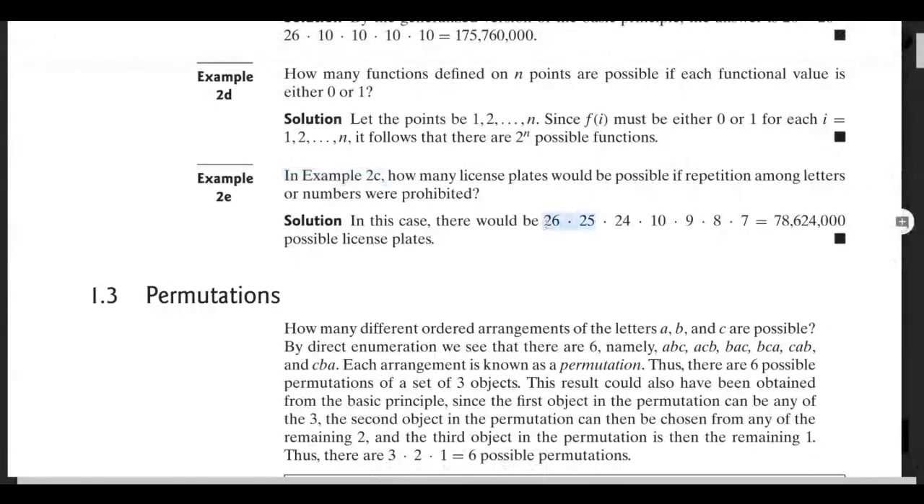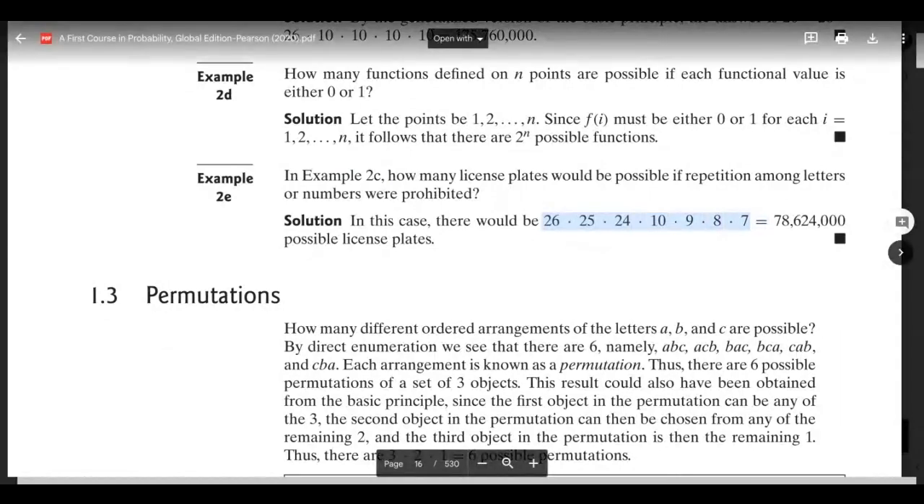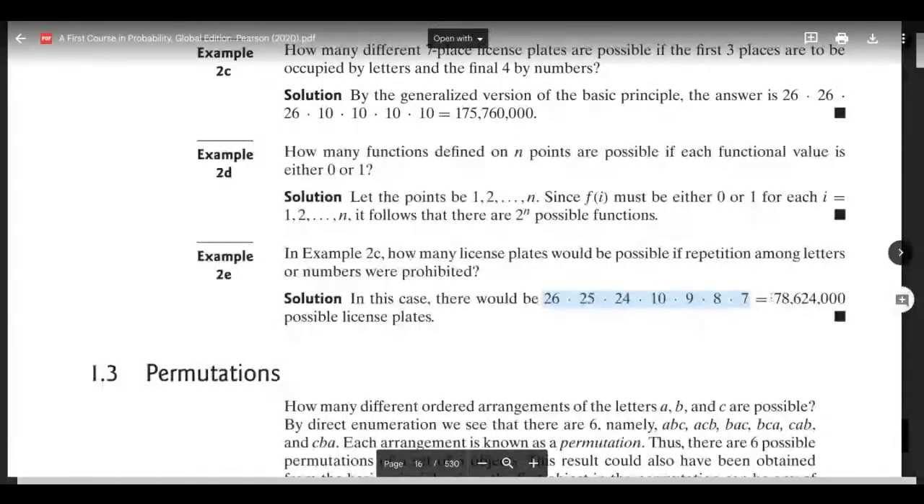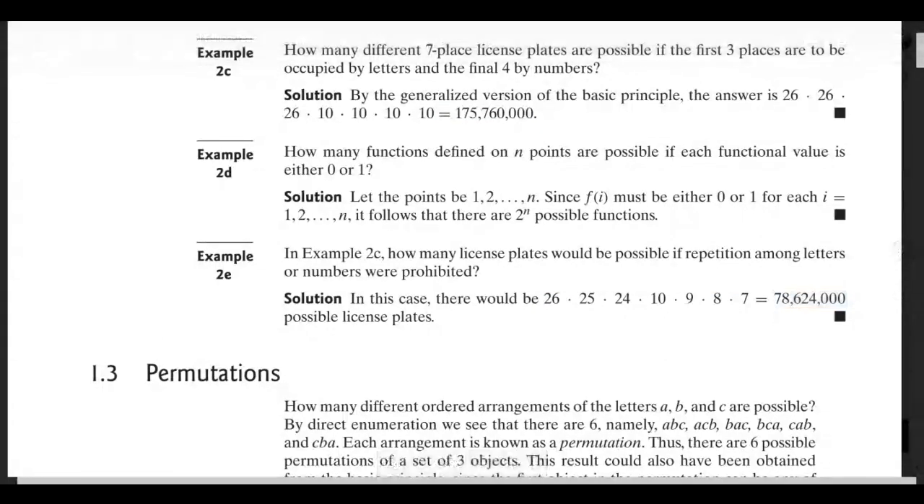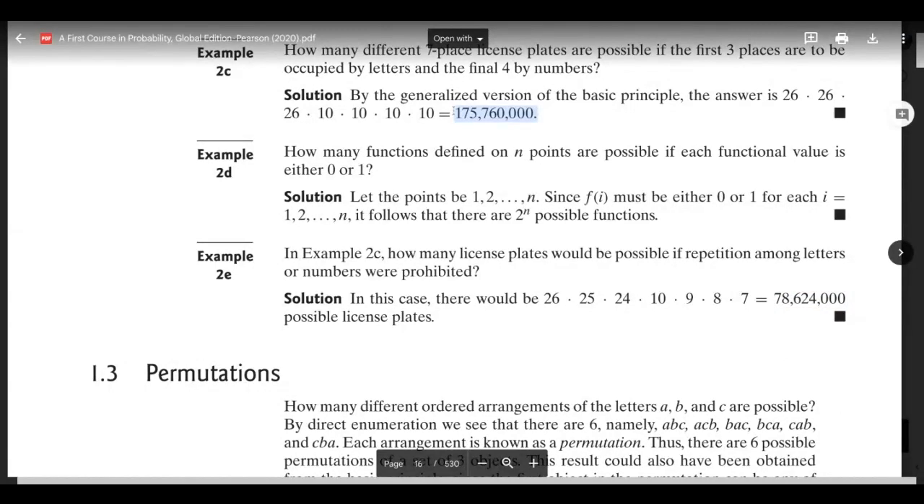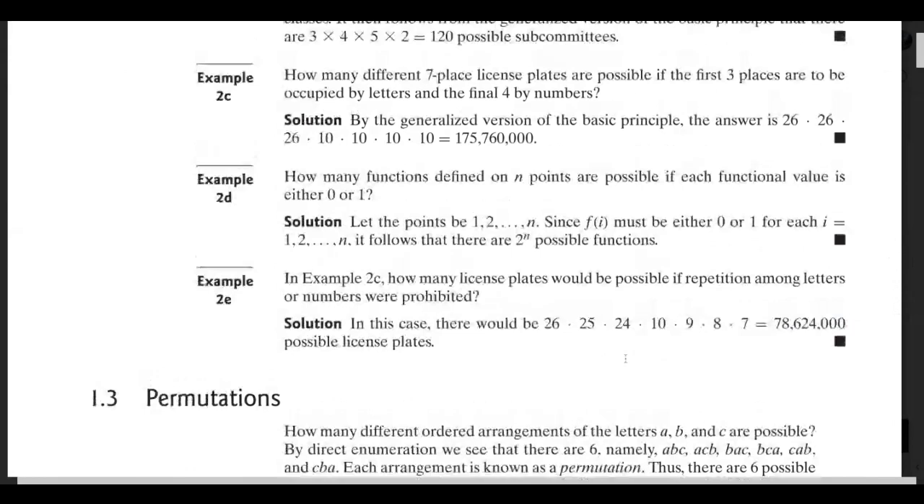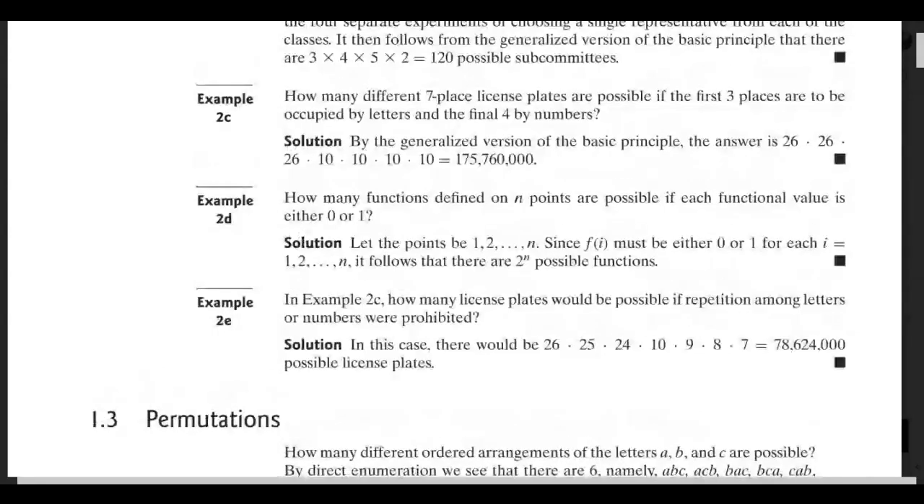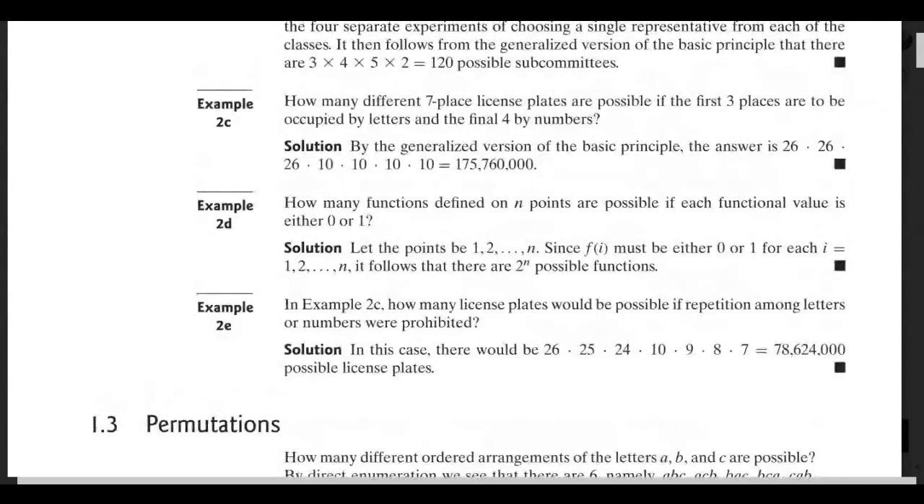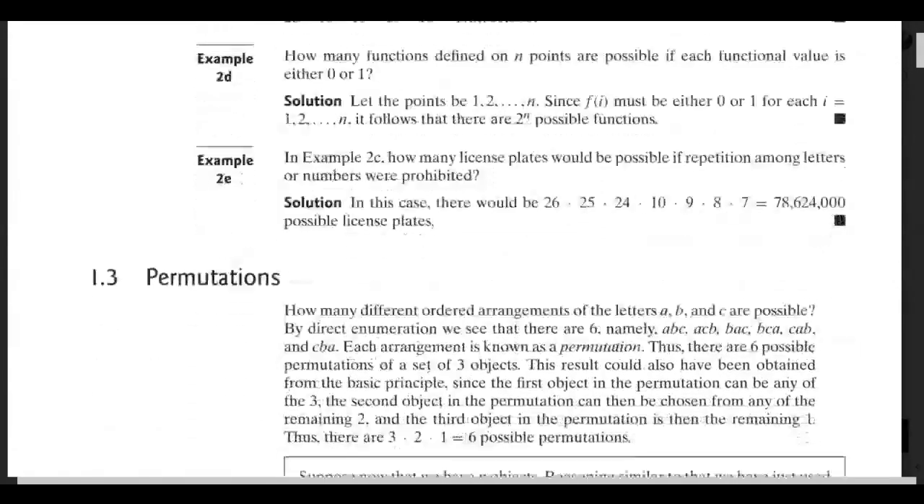So that becomes 26 times 25 times 24 times 10 times 9 times 8 times 7. You see how much smaller it is, right? It's more than half less. So this one is this number, this one is this number. This one allows repetition of the letters and digits, and this one does not allow repetitions of letters and digits. Anyone has any questions? So those use the counting principles. All right, let's keep going.